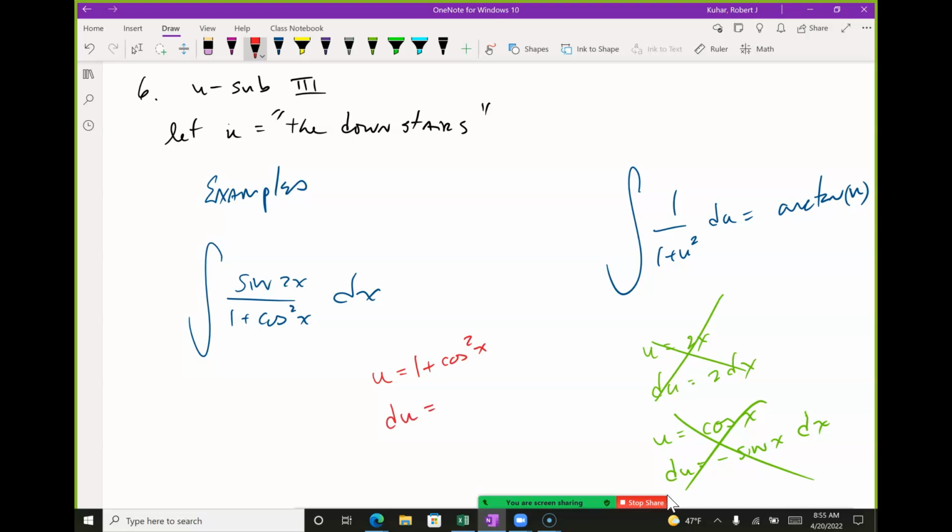Du, well, the 1 goes to 0, and the cos squared goes to what? 2 times the cos of x times the negative sine of x. Well, we agreed there.